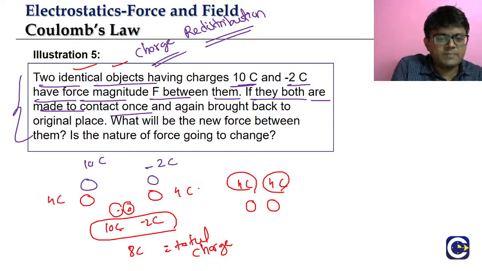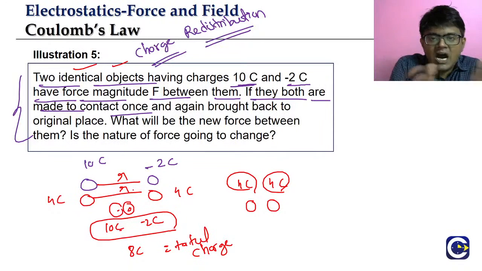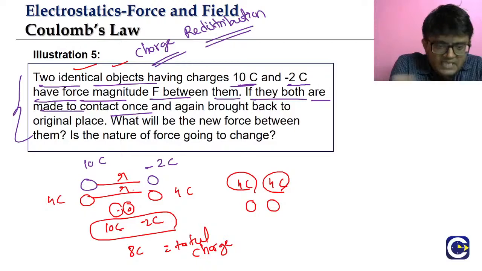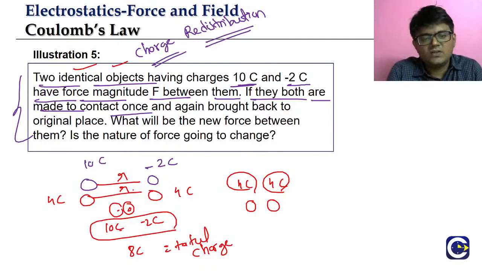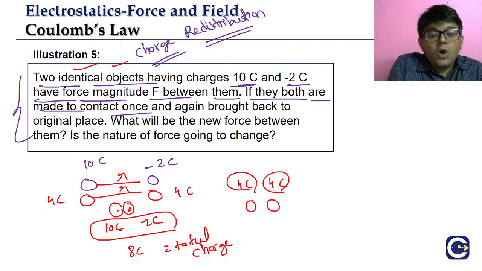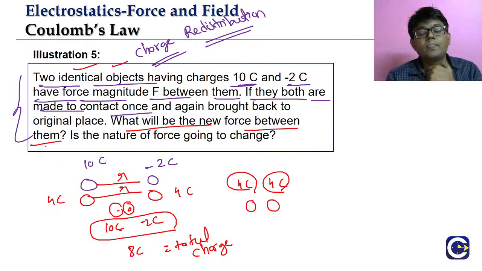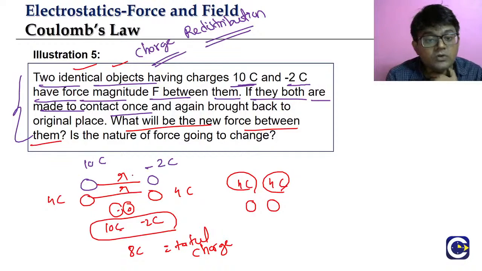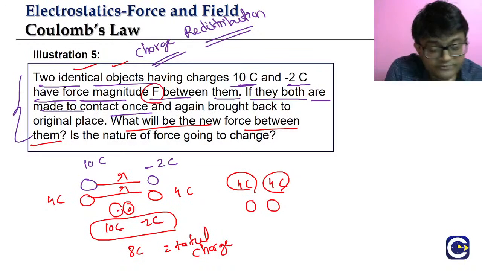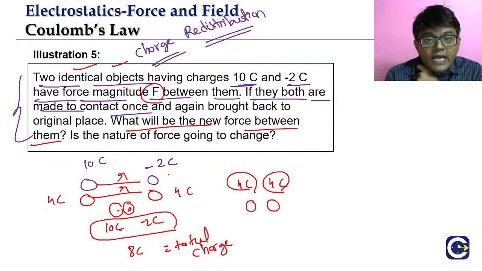whatever is the original separation, we don't know the value, let us say r, the original distance between the two charges. We are taking them back to the original place. What will be the new force between them? Here also we have to give the value in terms of F. We have to answer: what is the new force between them?